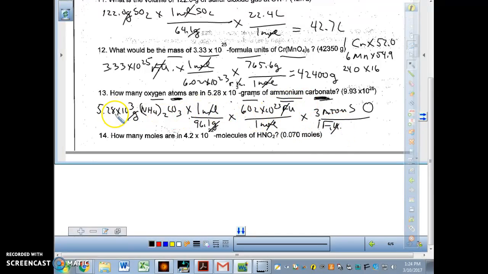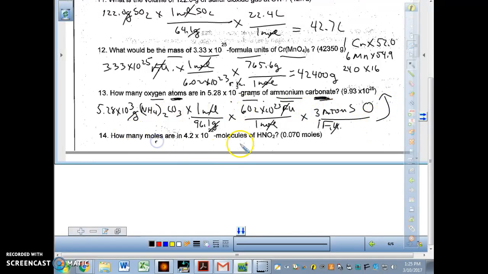So we'll take that 5,280 divided by 96.1, times 6.02 times 10 to the 23rd, times 3, and it looks like we get 9.93 times 10 to the 25th. Let's just verify that that's correct. And that looks pretty good. I got 9.92. We can live with that. And so there's your correct answer there.